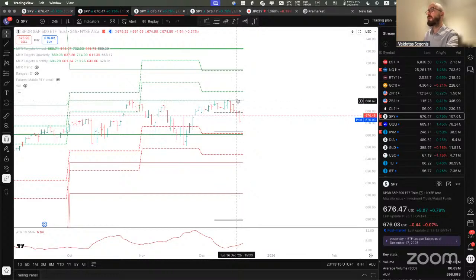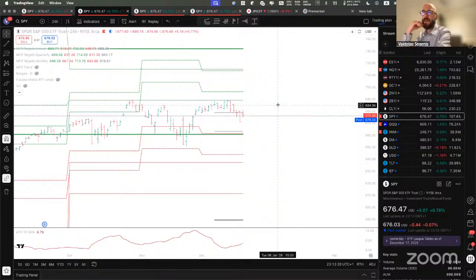So that would be a 690 to 680 put spread. Now with diagonals, usually the option that I sell, I also think about catalysts.